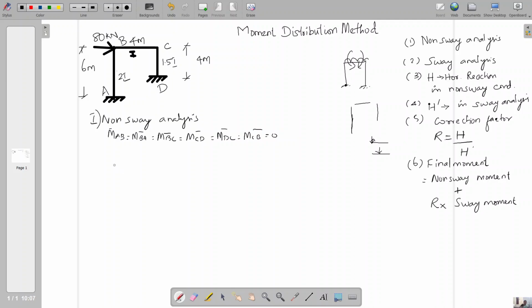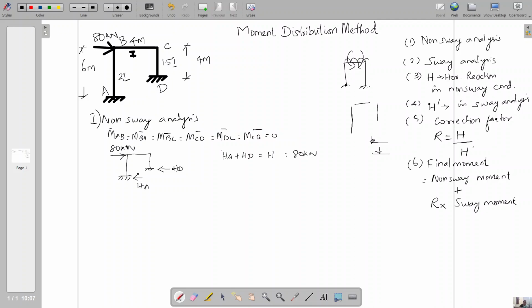And another thing, the horizontal reaction in the non-sway analysis. If you note the exact loading, 80 kilonewton, HA and HD, because the load is acting on the right side, the reaction will be created towards the left side. So the summation of HA plus HD, which is equal to H, is 80 kilonewton only.